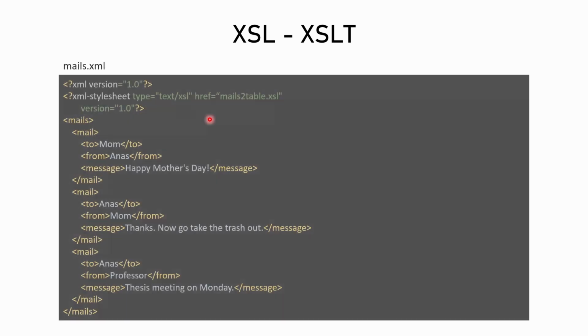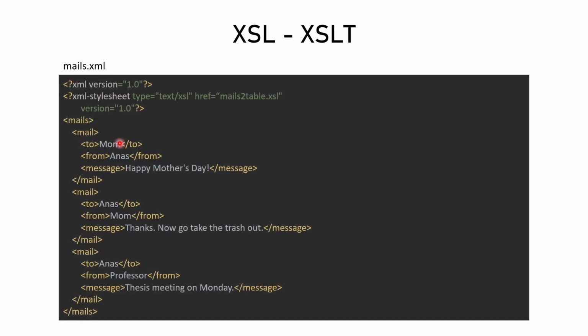Now let's take a look at this mails.xml file, where we have mails as the root element, and we have 3 mail elements under this root element. So we have 1, 2, and 3 mail elements. Okay, and under each of these mail elements we have to, from, and message sub elements.